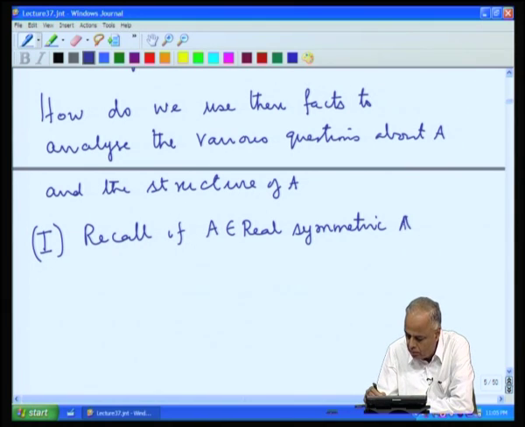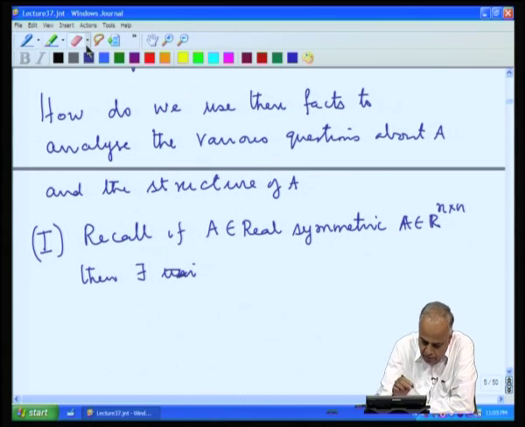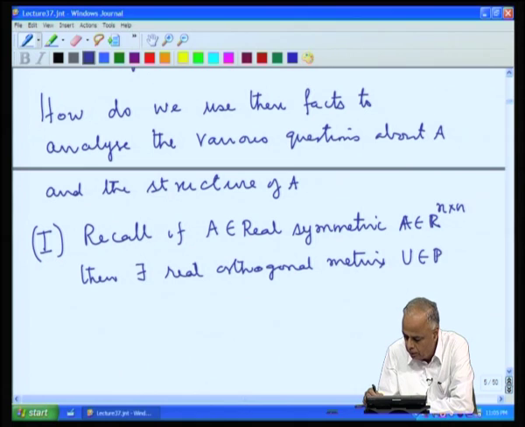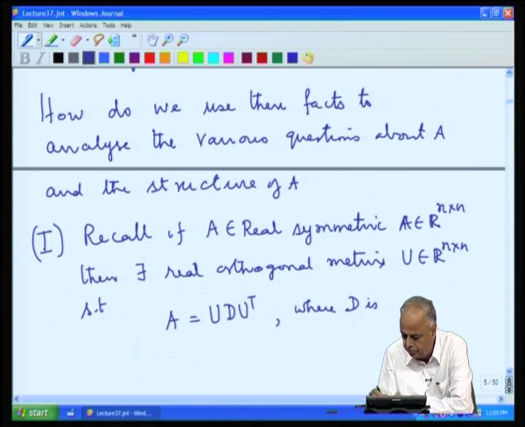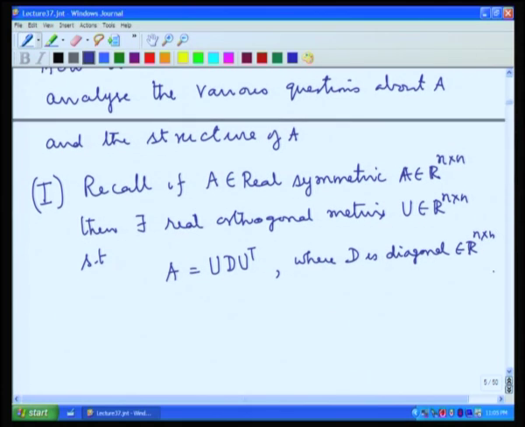So, A belongs to R n n. If A is a real symmetric matrix, then there exists a unitary, in the case of real it will be orthogonal again. Let us restrict ourselves to the real case, a real orthogonal matrix U belonging to R n n, such that we could write A as the product of U, a diagonal matrix D, and U transpose, where D is diagonal. This was the result we had for a real symmetric matrix.